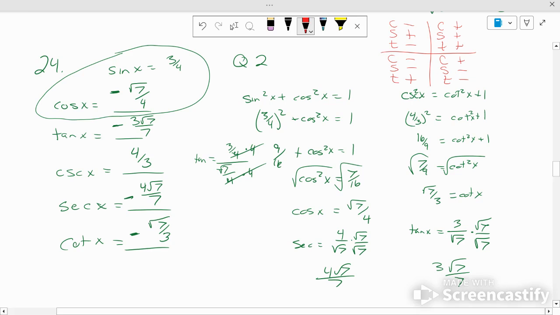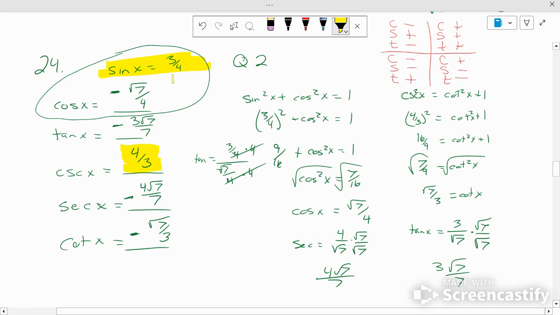Okay, sine of x equals 3/4. So if the sine of x equals 3/4, the easiest one to get is the cosecant of x equals 4/3.